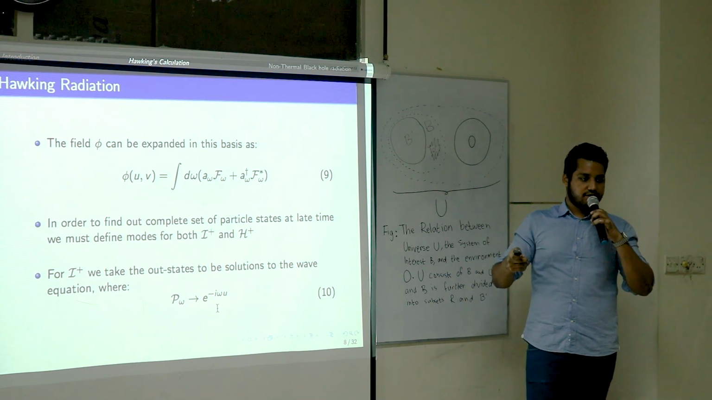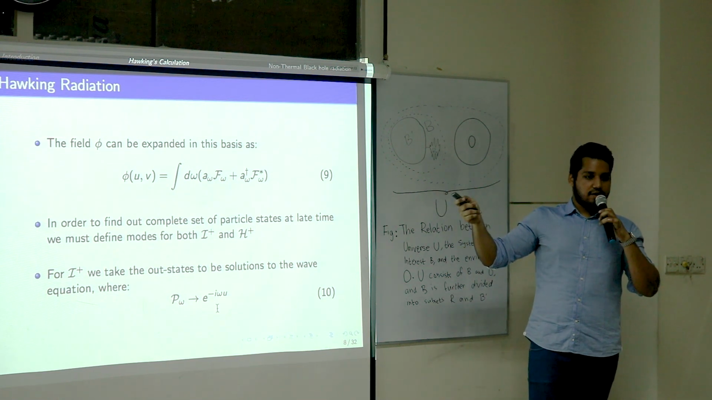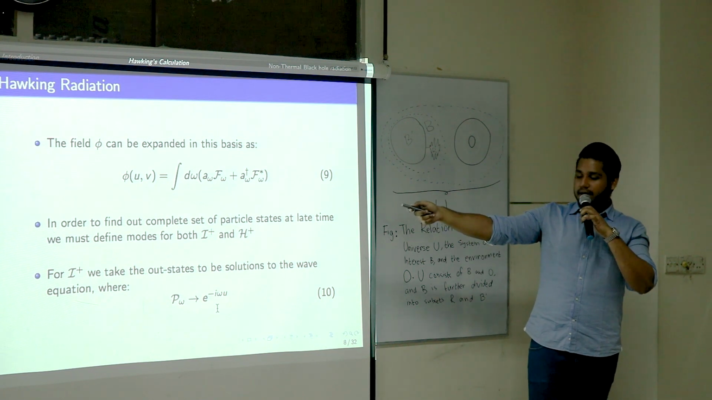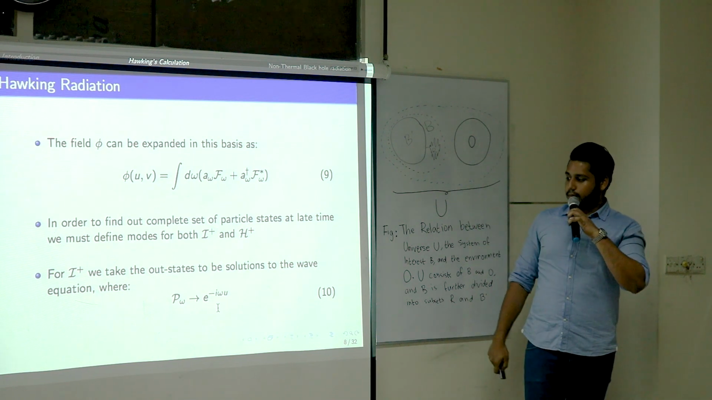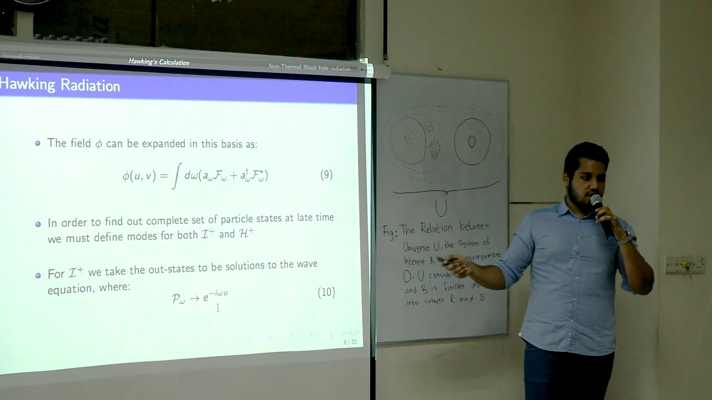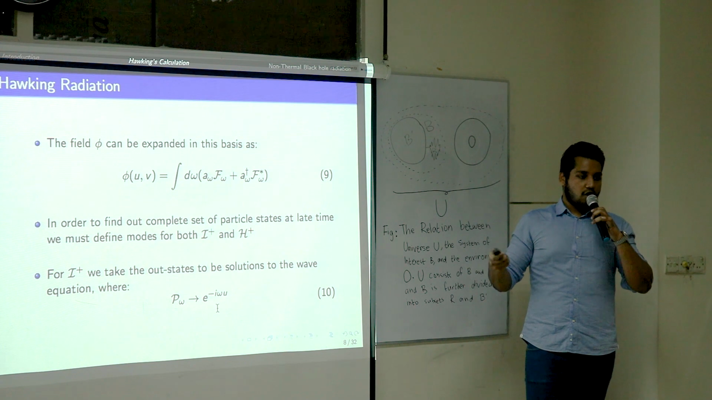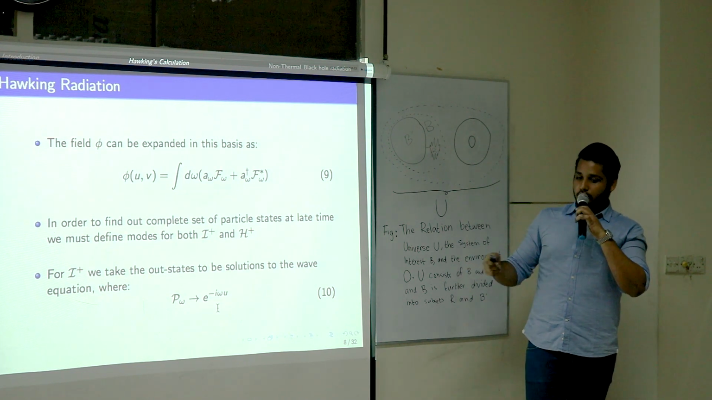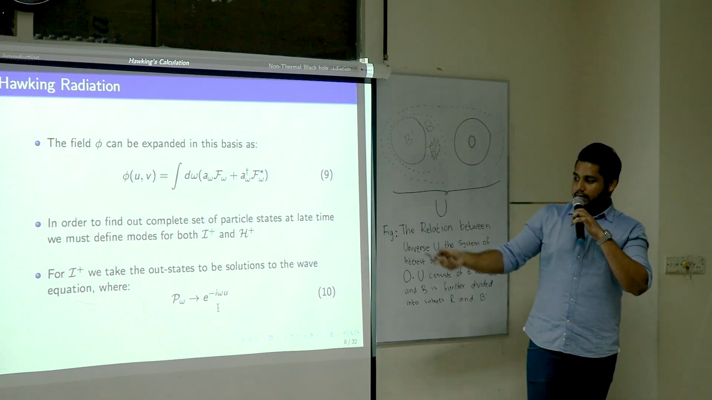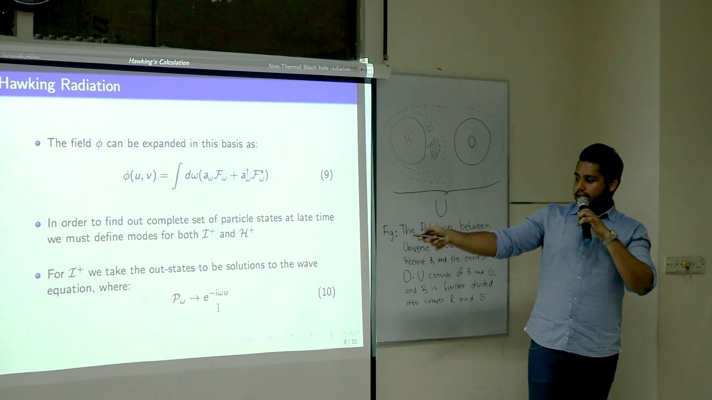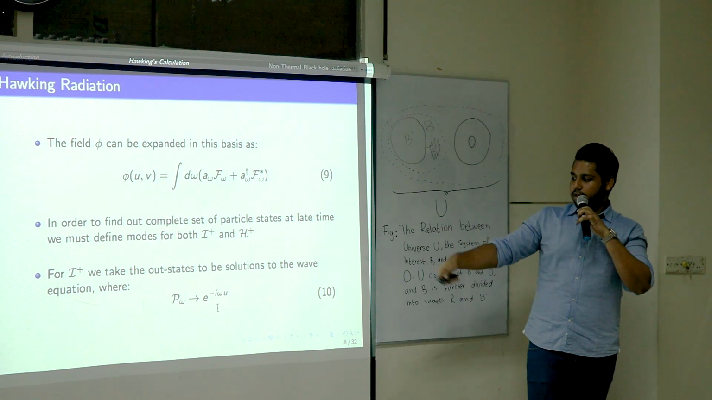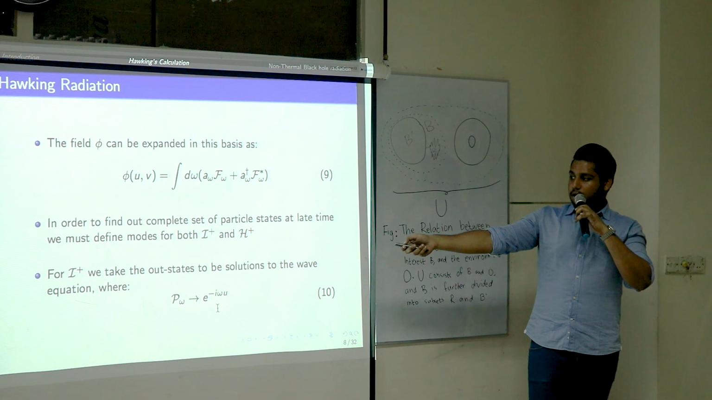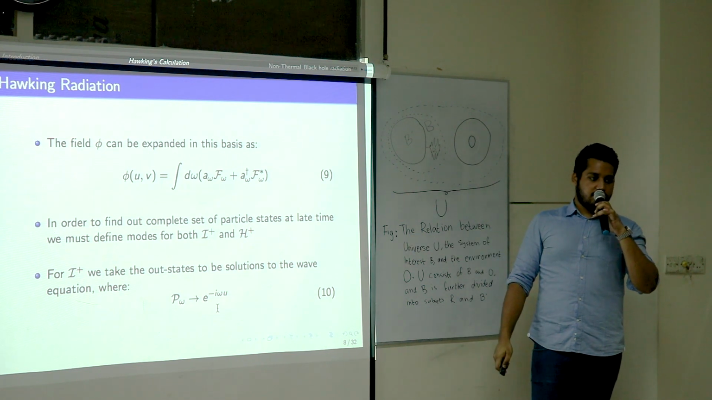We need a complete set of solutions for H plus and I plus, where H plus is the black hole horizon, and I plus is future null infinity. But the issue here is I plus is not a Cauchy horizon, but I'll get back to that. For I plus, just like I minus, we take the out-state solutions to the wave equation, where again p_omega is equal to e to the power minus i omega u, where u is the null geodesic parameter.